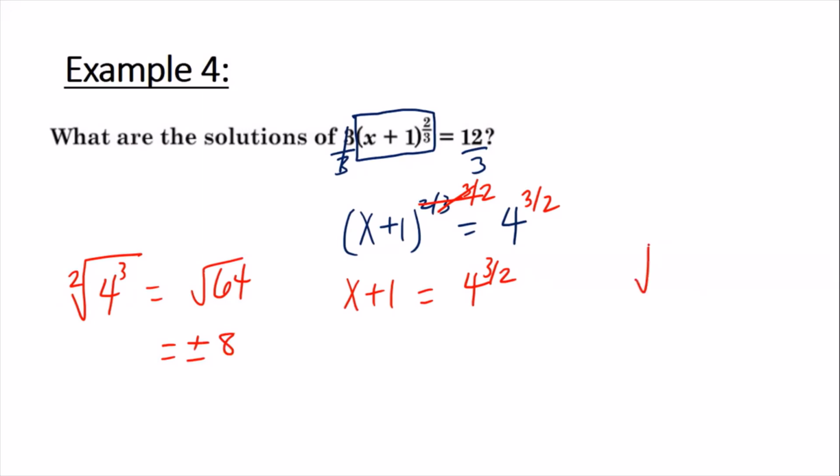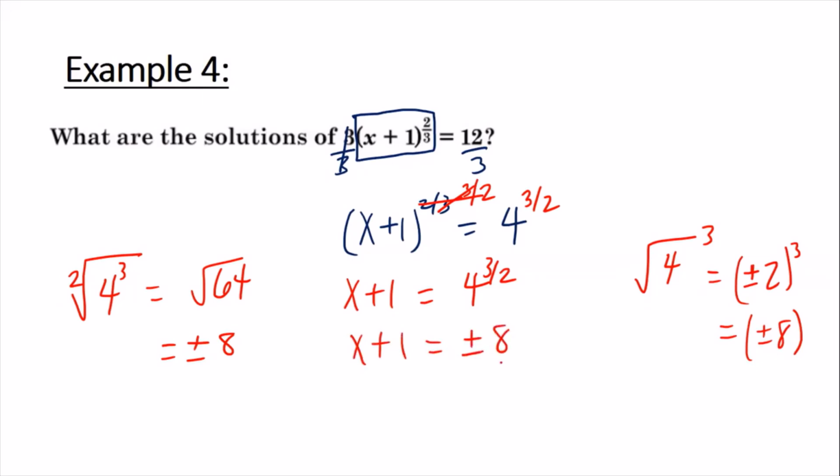The other way is you're going to square root 4 and then cube it. What is the square root of 4? Positive negative 2, right? And then when you cube positive or negative 2, what does it become? Positive negative 8. Does it matter which way you do it? No, the end results are the same. Okay, so we have x plus 1 equals plus or minus 8.